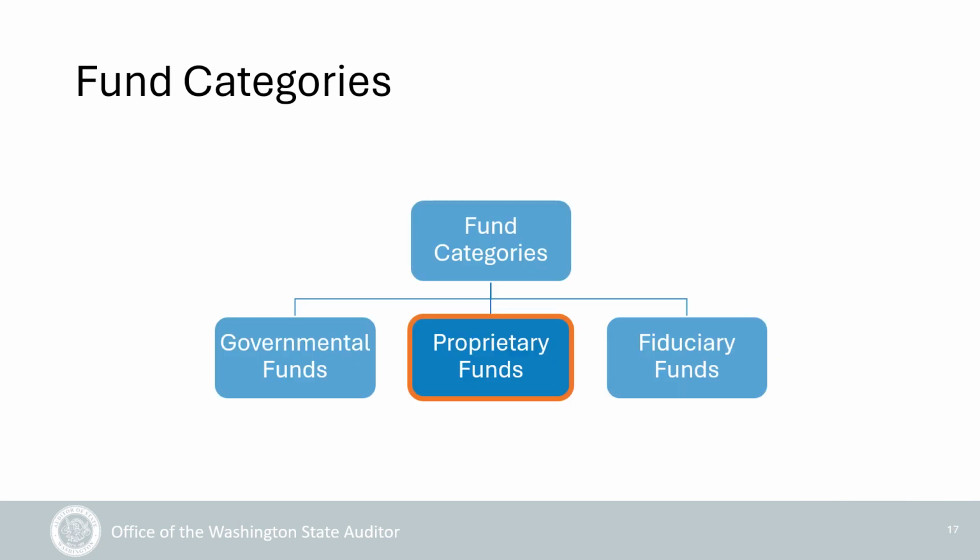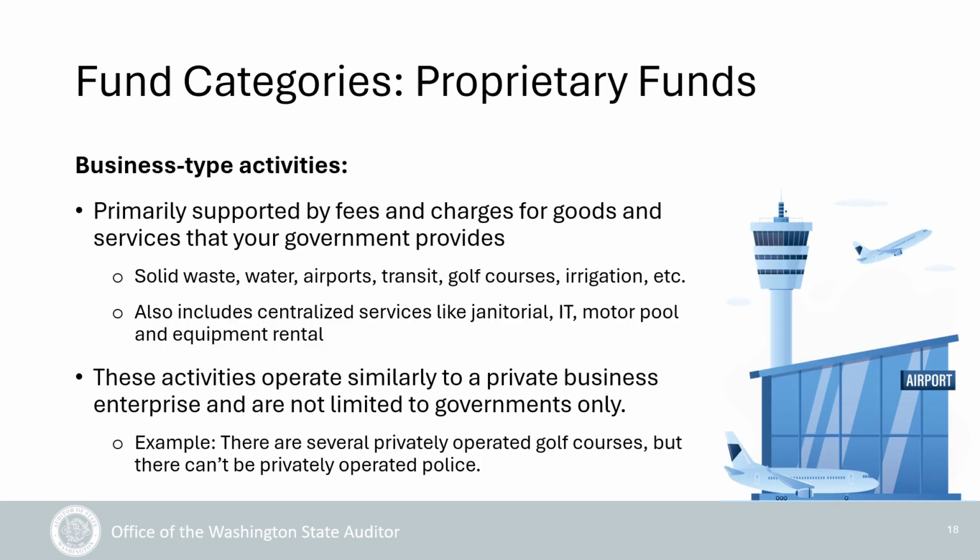Let's move on to proprietary funds. Since governmental funds are used for general activities, which are supported by taxes, what happens if you run a program that is similar to a private business? That's where you use proprietary funds. These funds are used for business-type activities, which are activities that primarily receive support from fees and charges. For example, utilities or a golf course.